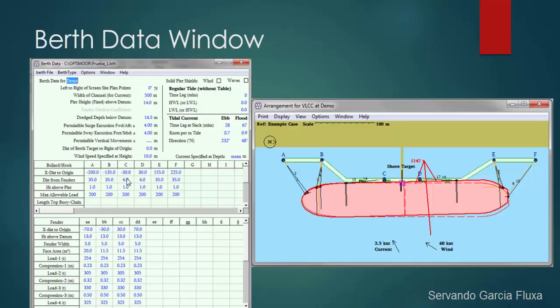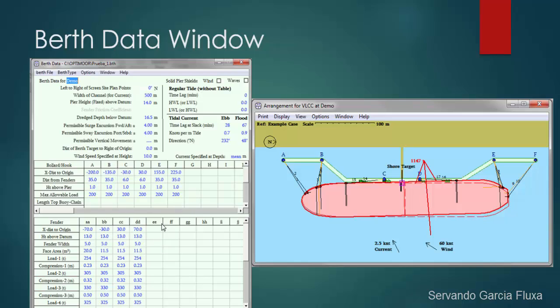So, the front side of the fender, the part of the fender that is in touch with the vessel, is positive facing up the screen. Here you can see the bollard A has a minus X coordinate of minus 200, and the Y coordinate is plus 35. Then you have to define at what height those bollards are, for example here defined at 1 meter, and what is their maximum allowable load.